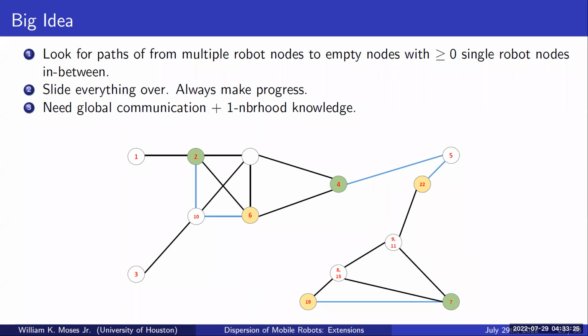Because there must always exist, if there is an empty node, and you assume there are n robots, a path from a robot with multiple nodes to this empty node. And why is that? Because the graph is always connected. So in every round, you can at least fill up one such hole. So eventually after O of n rounds, all holes are definitely filled up.